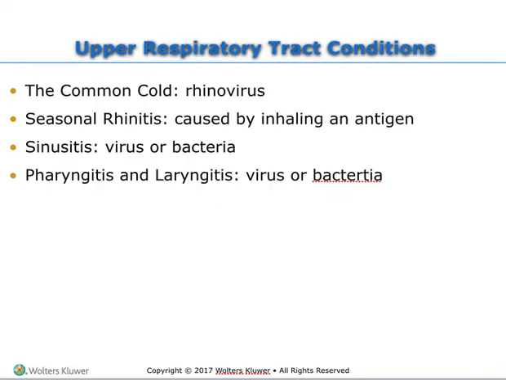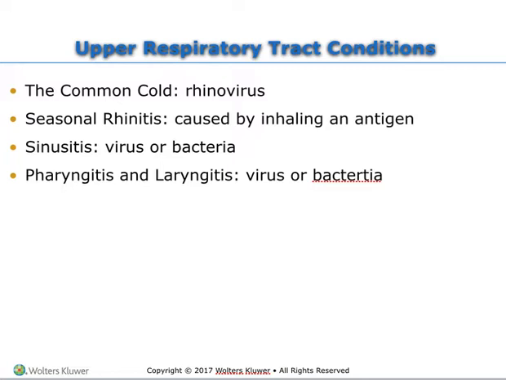Okay, so conditions that can affect the upper respiratory tract. The most common ones are the common cold, which is caused by the rhinovirus. You can have seasonal rhinitis, which is sometimes called seasonal allergies. That's caused by inhaling an antigen or something that the body is allergic to or recognizes as a foreign protein. You can have sinusitis, which can be bacterial or viral. Pharyngitis, laryngitis, which again could be bacterial or viral.